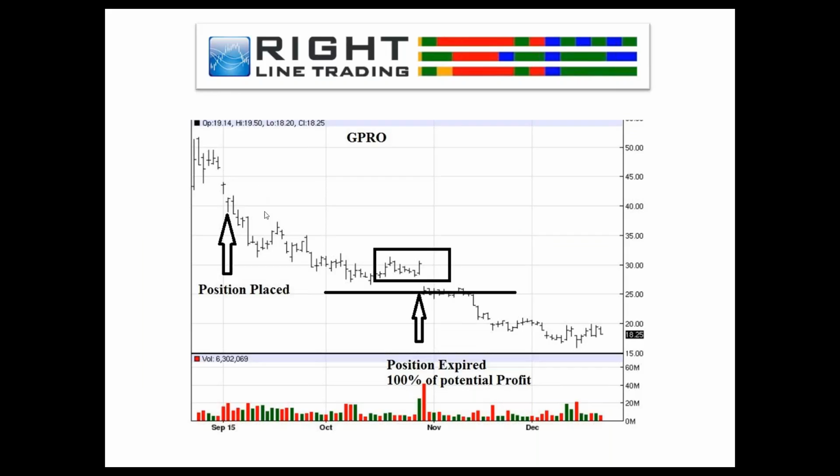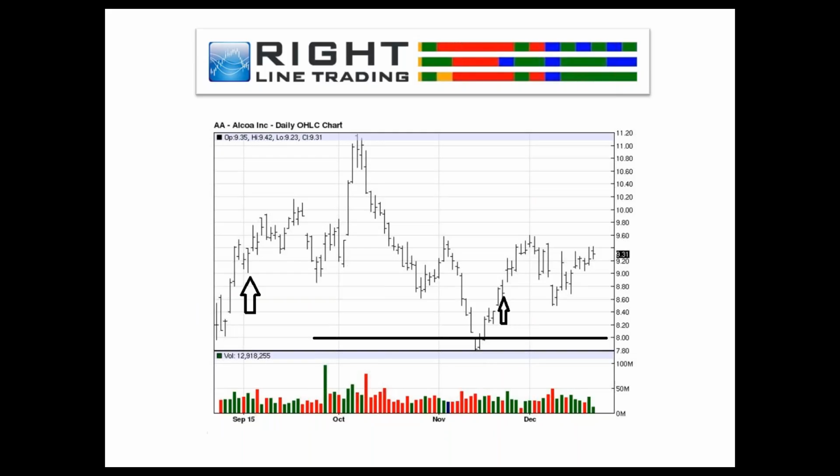This is GoPro. We placed the position here. It had a close above 25. And you can see what it did. It went into consolidation. And we got 100% of our net credit. See, when you place a put spread, you can give yourself a massive downside cushion. So the stock can fall, and you can still make an enormous amount. You still make 100% of your net credit.